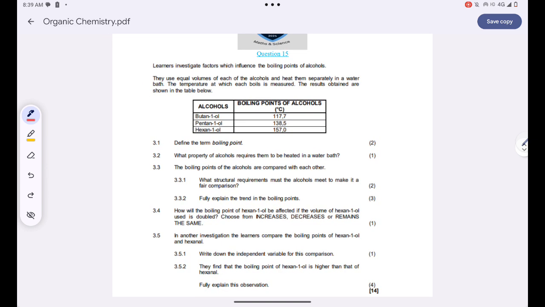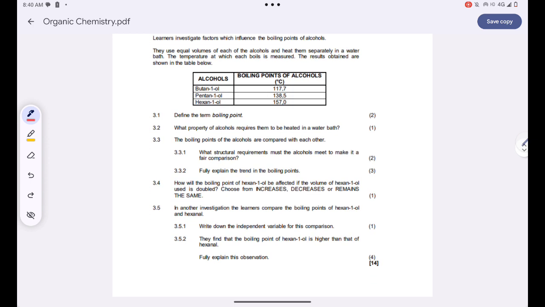Okay, learners investigate factors which influence the boiling points of alcohols. They use equal volumes of each of the alcohols and heat them separately in a water bath. The temperature at which each boils is measured. The results obtained are shown in the table below. We are given the boiling points of butan-1-ol, pentan-1-ol, and hexan-1-ol.